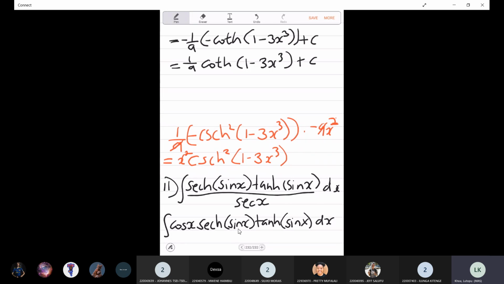Then the derivative of sine is cos. So I can just go ahead and integrate hyperbolic sec tan hyperbolic, which is negative sec hyperbolic. So this is negative sec hyperbolic of sine x, cos C.